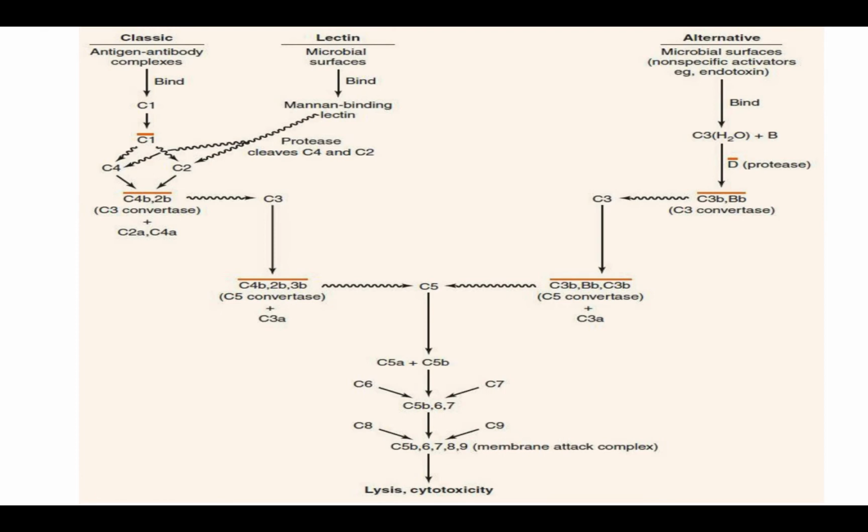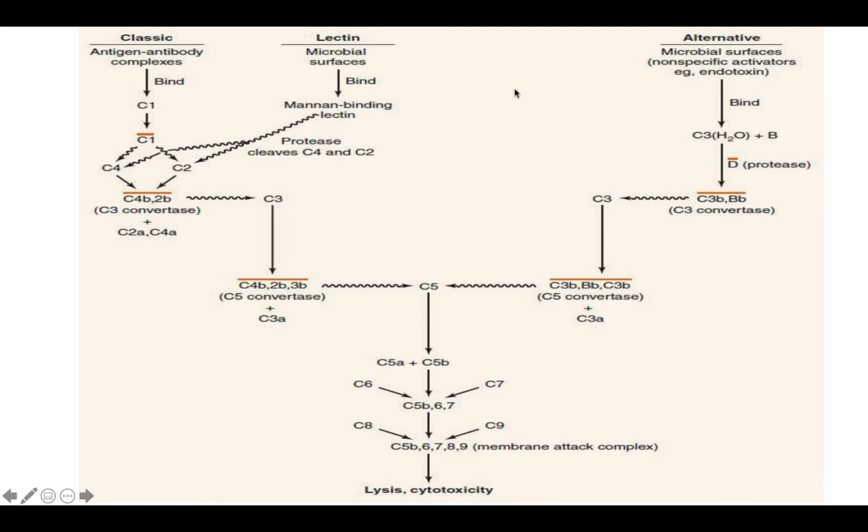So if you look at the pathways, now we have three main pathways: the classic, the antigen-antibody complex, right? We have the lectin, present on microbial surfaces. And we have an alternative pathway, for example non-specific activators, also present on microbial surfaces, for example the endotoxin. So I either produce an antibody, or I have lectin, or I have other microbial surface activators.